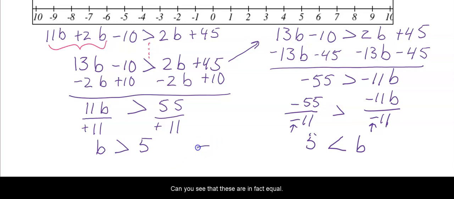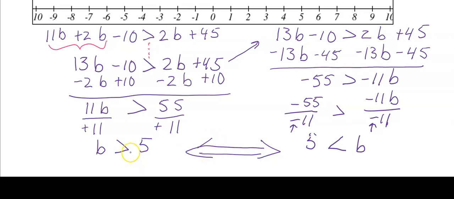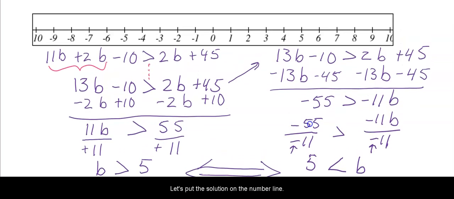Can you see that these are, in fact, equal? This one on the left shows the 5 on the little end, and so does this one on the right. 5 is on the little end. B is on the big end in both representations. On the method on the right, I had to remember to reverse the inequality because I divided both sides by a negative. Let's put the solution on the number line.